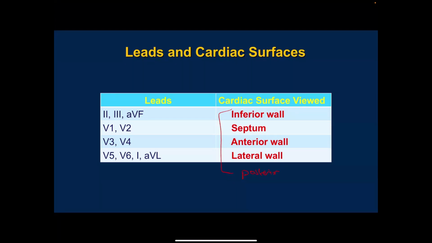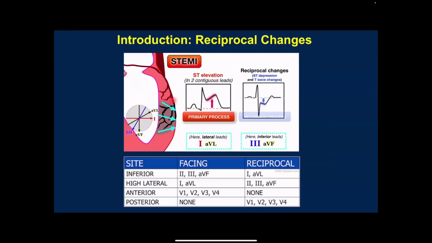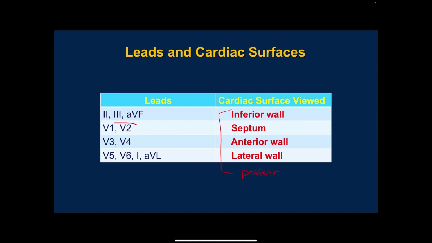We actually look at reciprocal changes. What's a reciprocal change? It means that when you have a STEMI in, for example, lead 1 and AVL, you have an ST elevation, okay? In the mirror leads, which are lead 3 and AVF, which are the leads that are like mirror images of 1 and AVL, it will present as a depression, okay? That's how it works.